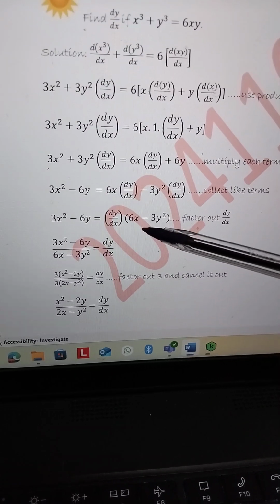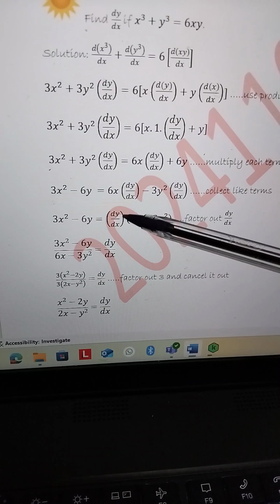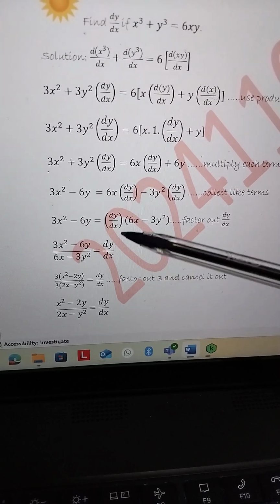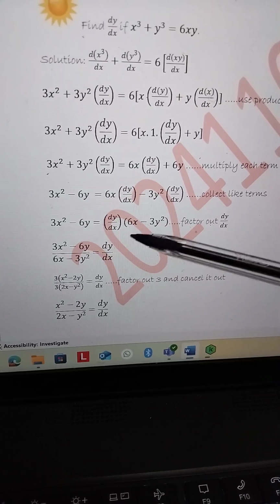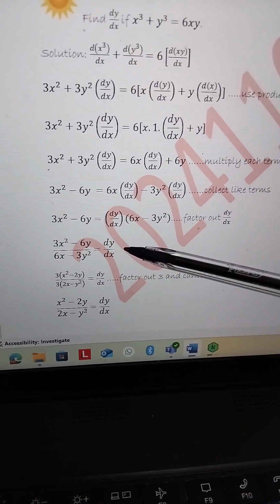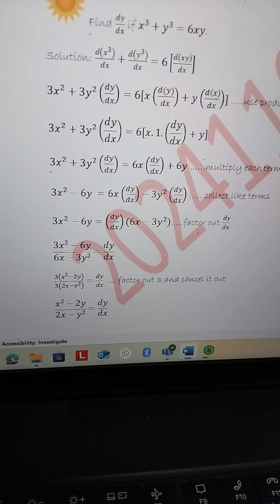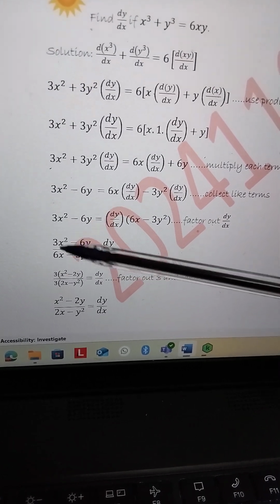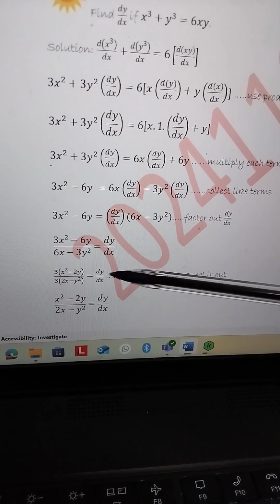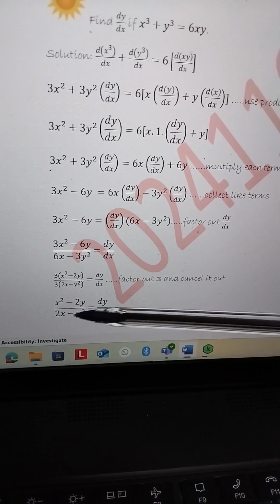Now what we want to do is to have dy/dx as the subject of the formula. Therefore, we are going to divide by 6x minus 3y squared on both sides of the equation, and this is what we have. Right, and you can simplify if you need to. You can simplify and factor out 3 and see what you're left with, and this is what it simplifies to.